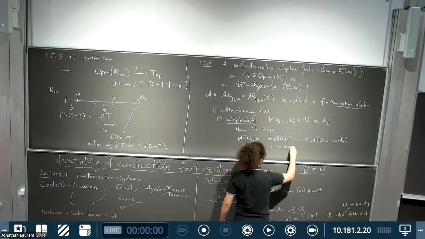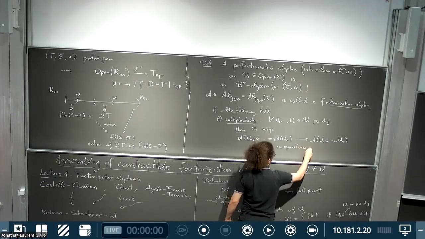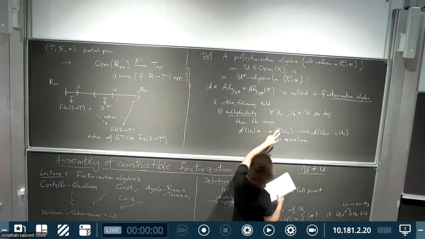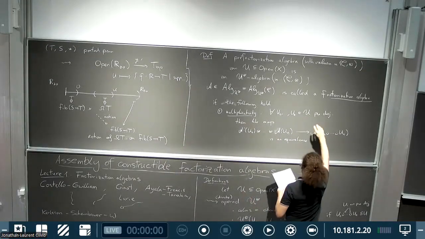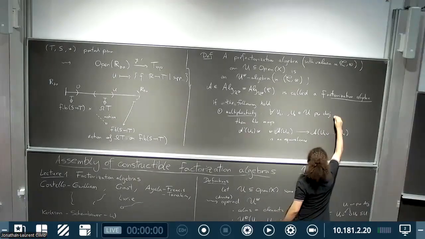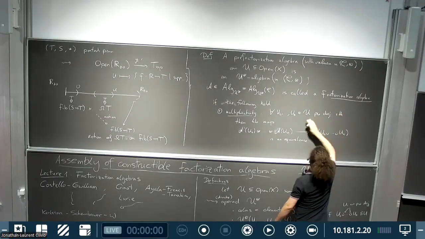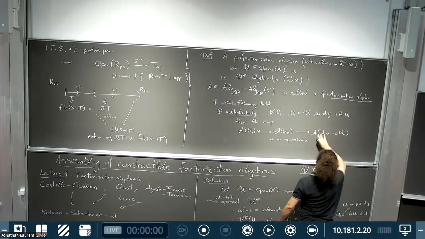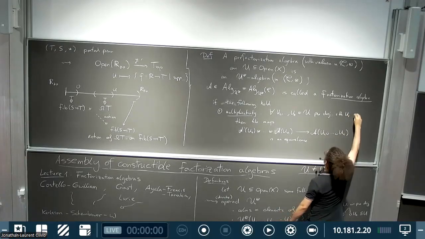Do you assume that the disjoint union is again in your family U? I do not, no. So I guess you're right, the way I wrote it here, I should probably write: if the disjoint union exists, then this map is an equivalence, and if the map doesn't exist, then there's no condition. Yeah, good question, thank you.